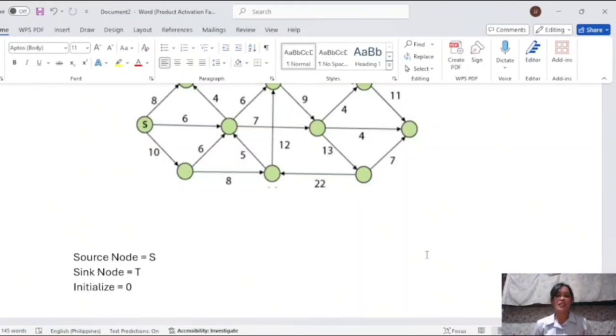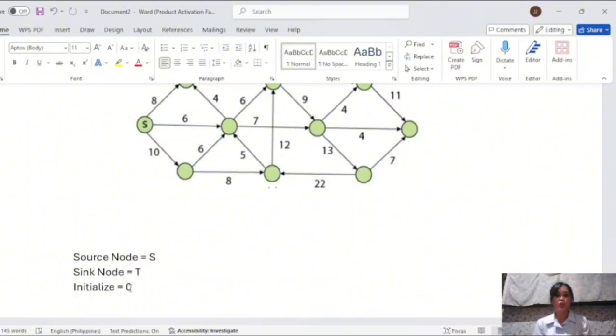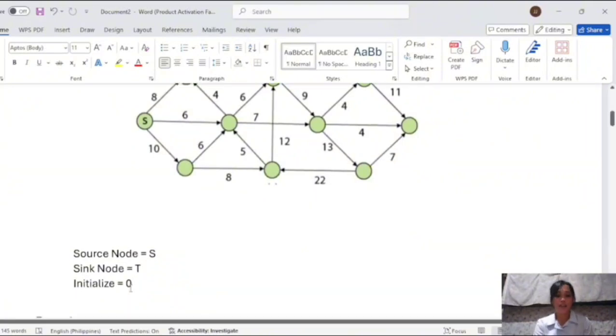We'll initialize the flow for all the edges as 0, and the residual graph will be initialized with the same capacities as the original graph. So here's the graph with the capacities.